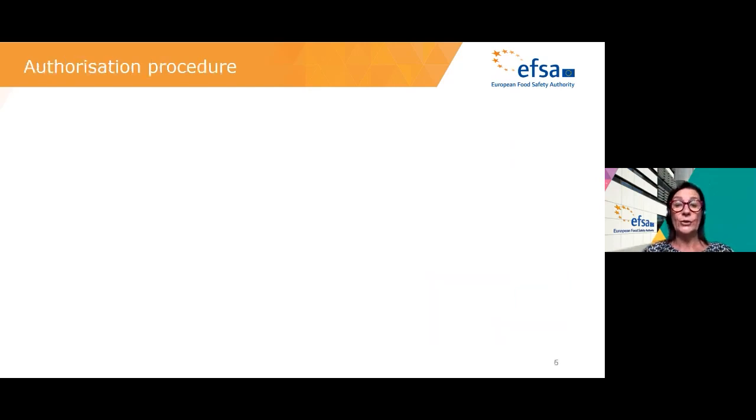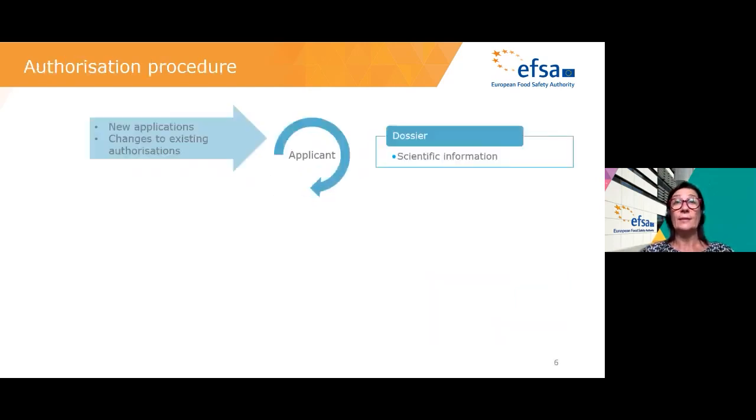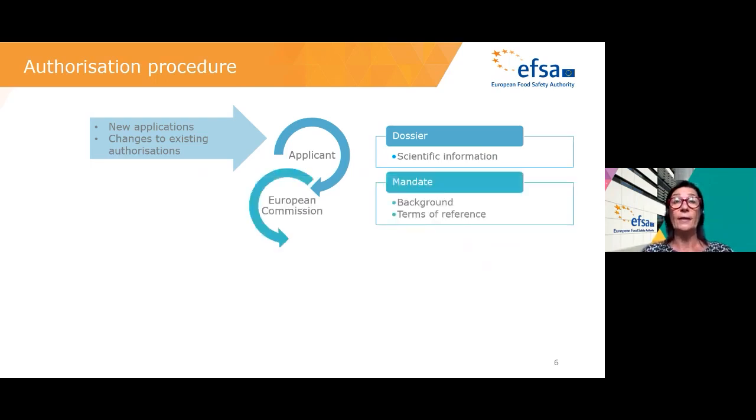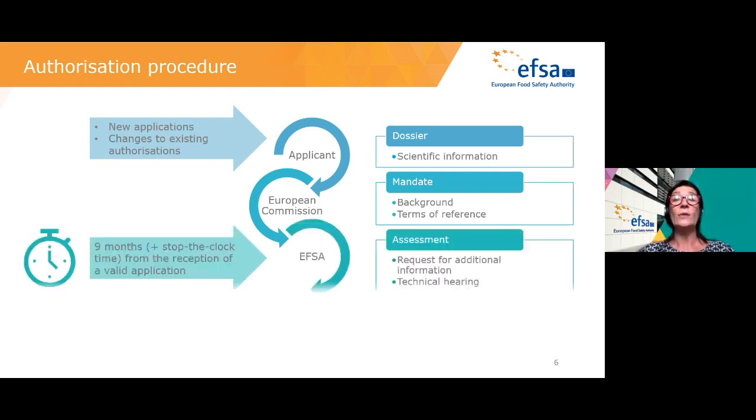To gain authorization, an applicant should submit the dossier to the Commission. The Commission will perform a suitability check in conjunction with EFSA, and later on my colleague Catalina Milieu will give you more information regarding this step. Once the Commission has ended the suitability check, it will issue an official mandate to EFSA, and EFSA will start the risk assessment. EFSA has 9 months to conclude on the risk assessment, but during this period, additional requests to the applicant can be made, and this will place the risk assessment on hold.